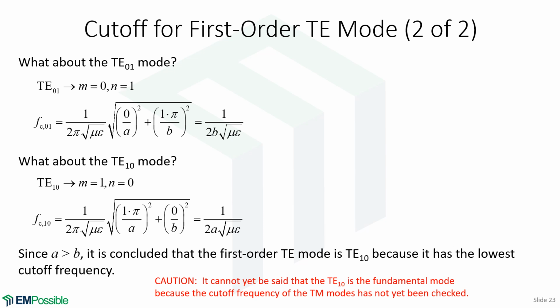Now, if for some reason you were violating convention and you made B greater than A, then it would be the TE01 mode that is the lowest order. But we don't do that. Our convention is that A is always greater than B.